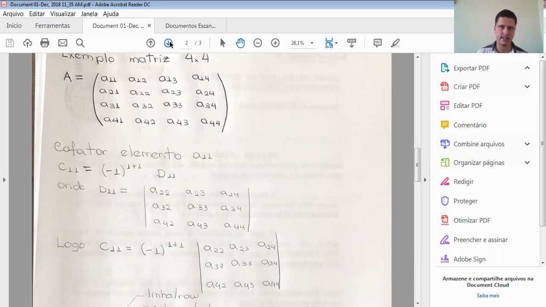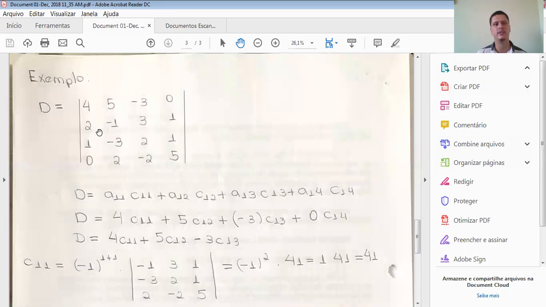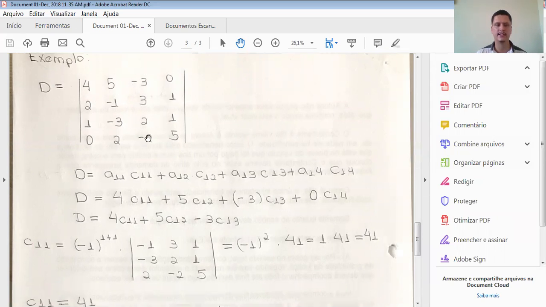Let's see an example of calculating the determinant of a matrix 4 by 4. Suppose we have this matrix here, okay? And we want to calculate its determinant. Like I said, for the determinant of a matrix, let's take for example the first row. It's going to be the sum of each element times its corresponding cofactor.